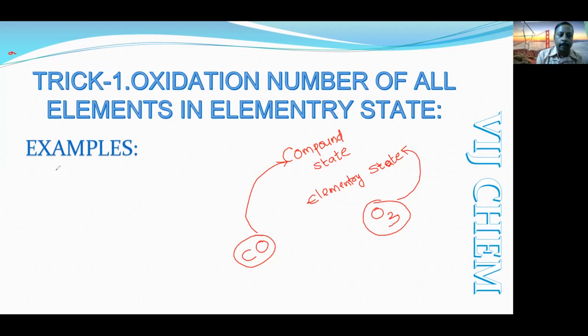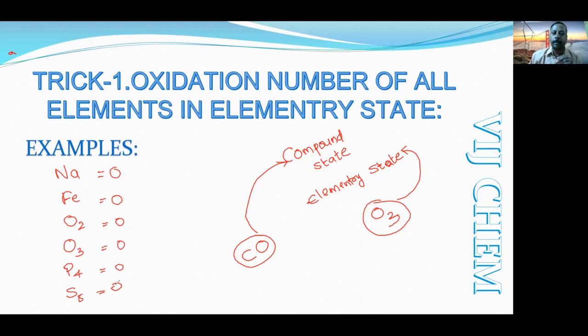Here I am writing some examples. Suppose I write sodium, it is elementary state. If I write Fe, it is an elementary state. O2, elementary state. O3, elementary state. P4, elementary state. S8, elementary state. These are all elementary states. According to the first trick, the oxidation number of all of them will be zero. The oxidation number of all elements in the elementary state will be zero. I think the first trick is clear to all of you. Make a note of it.